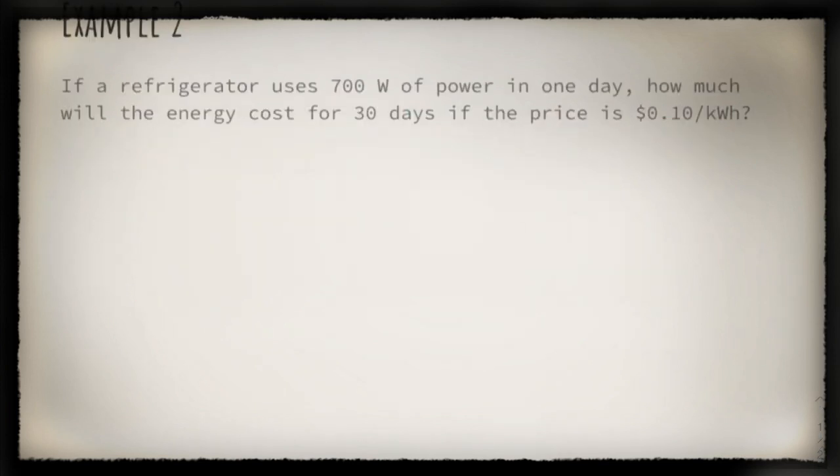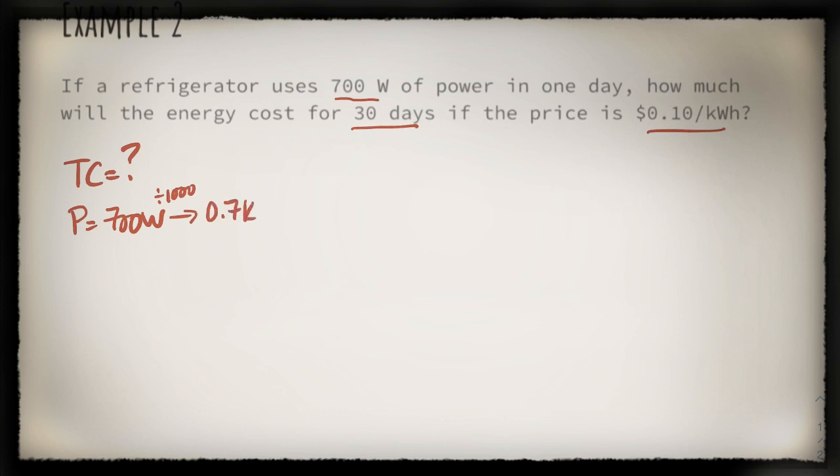Okay, our second example is a little more complicated because now we just have power and it gives us a time. When you read it, a refrigerator is using 700 watts of power in one day. We need to figure out how much it uses over 30 days, and here is our cost. Again, we set up what we know, our variables. We want to solve for total cost. Our power is 700 watts, which we need to convert to kilowatts, so we just divide by 1,000. We have 0.7 kilowatts.